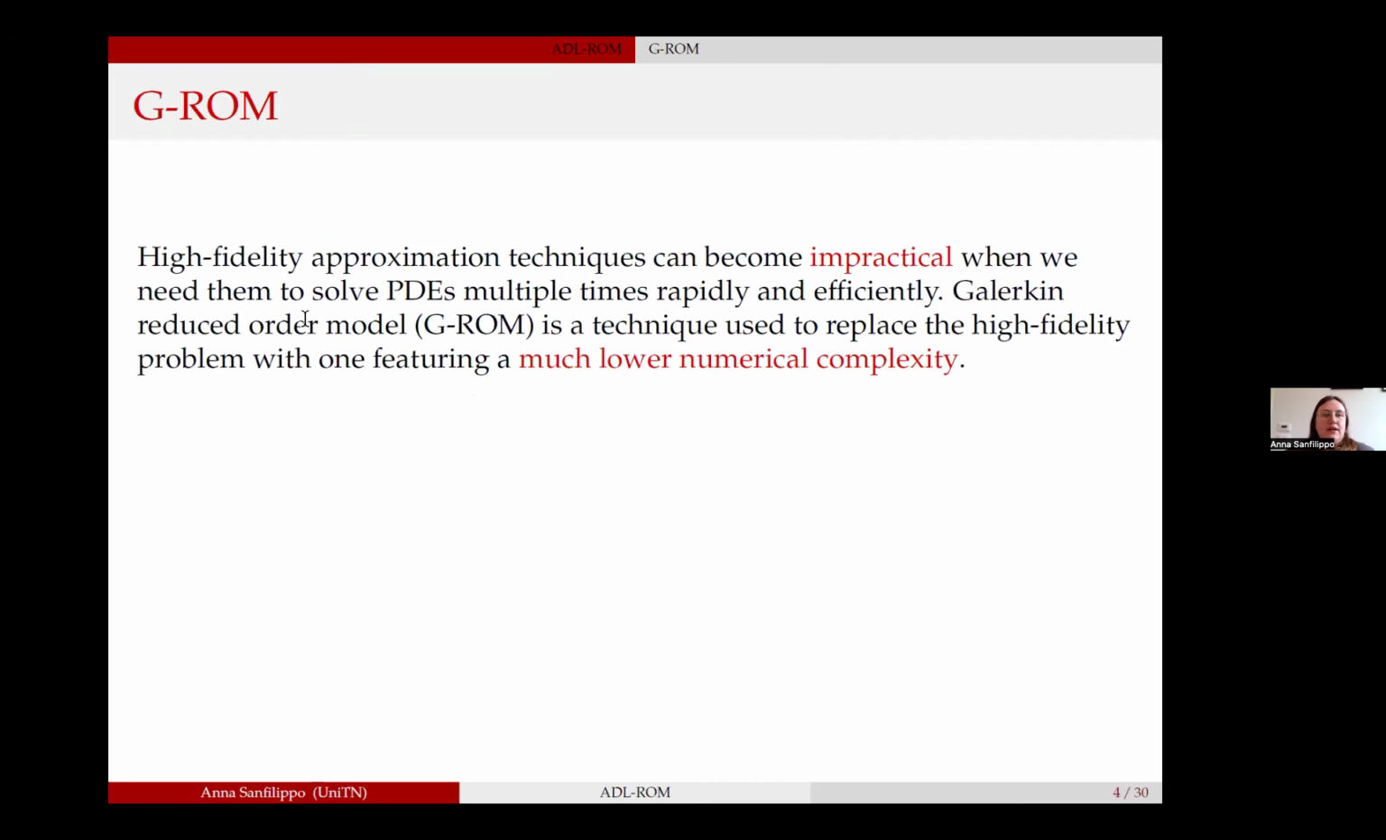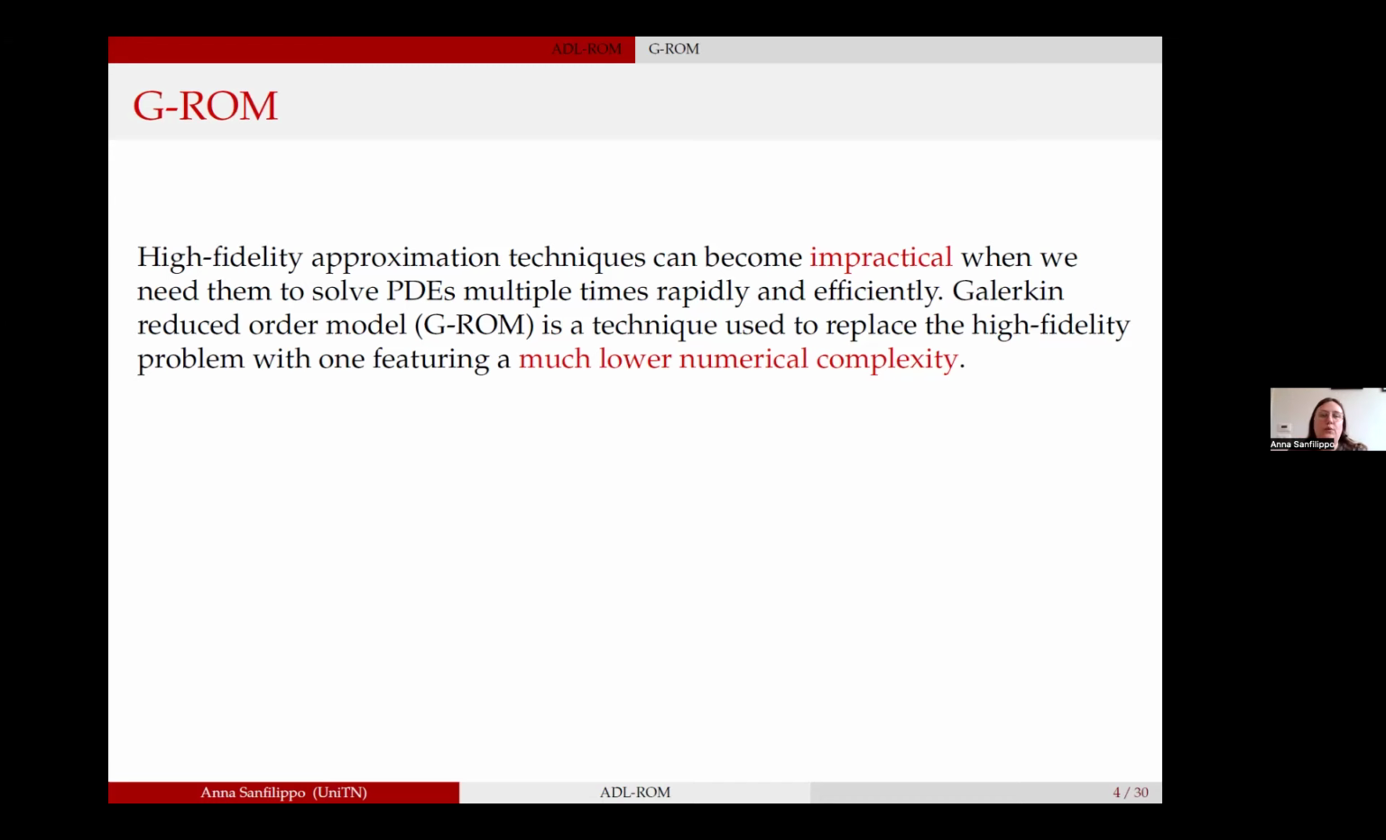So let's talk about our first ingredient, that is G-ROM. As I said before, G-ROM is a quite famous and widely used technique to replace the high fidelity problem with one featuring a much lower numerical complexity. That, in other words, means we will use matrices and tensors with a small dimension compared to the one used in, for example, finite elements.